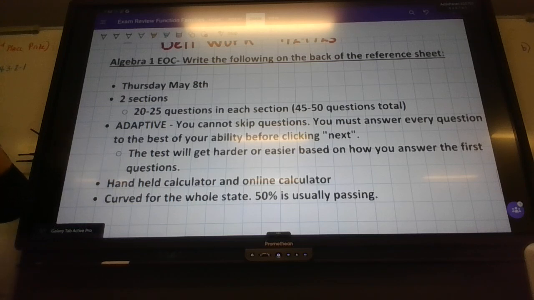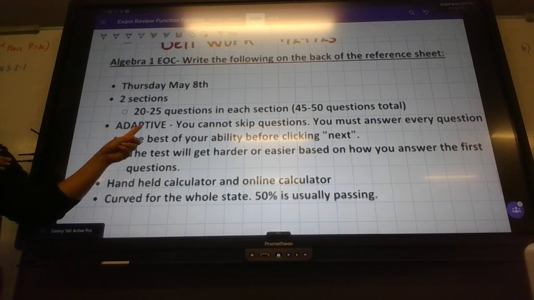What it means by adaptive is that how you answer the first 3 questions determines the next 3 questions you get. So if you get the first 3 right, they might give you more difficult questions. If you get the first 3 wrong, they'll give you easier questions. Lower level. I shouldn't call any of them easier, but lower level.